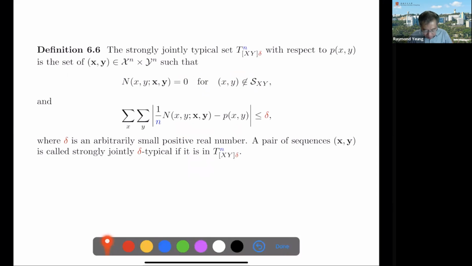So the definition of strong typicality is a strong joint typical set. It's actually something you would expect, right? As before, any pair of symbols which is not in the support cannot appear in the sequence, and the total deviation between the empirical relative frequency and the true probability must be less than some delta. Okay, so it's the same thing as before, nothing new.